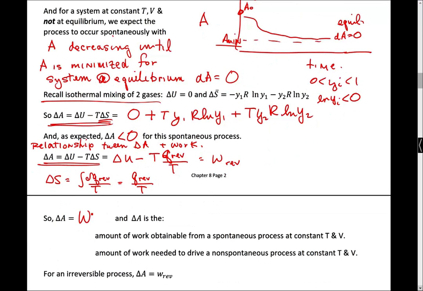All right, so what we can say is that W reversible is the same as the change in the Helmholtz energy. So this gives us a good physical interpretation of what's meant by the Helmholtz energy. If we have a delta A, that tells us that's the maximum work I can get out of that spontaneous process. Or if it's a non-spontaneous process, if I want to drive it forward, that's the minimum work that I have to put into it to get the process to occur.